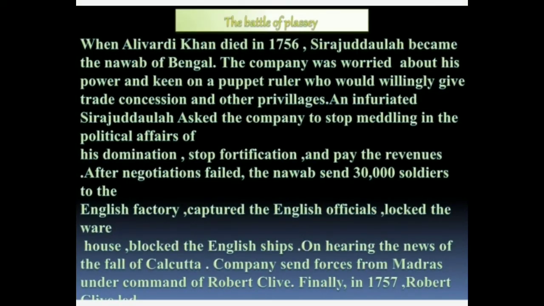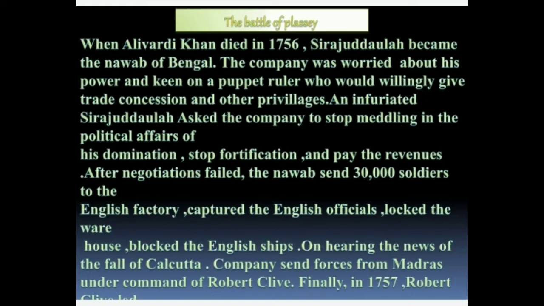Next we will see about the important Battle of Plassey. The name comes from the Persian name Plassey, or the Palash tree, that means flowers, which are used in Holi. After Alivardi Khan died in 1756, Sirajuddaula became the Nawab of Bengal. The company wanted a puppet ruler and his rivals as Nawab. Sirajuddaula asked the company not to interfere in political dominion and to pay the revenue.